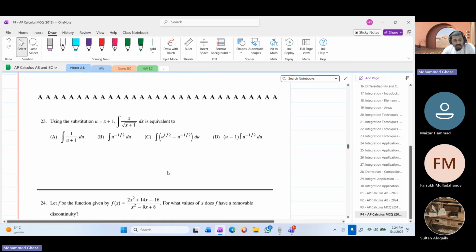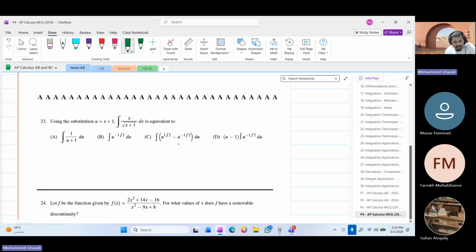Right, let's look at 23. Using the u substitution, u equals x plus 1, right? dx is equivalent to... now it's very important. Look at the options that they gave us. If u is equal to x plus 1, du is equal to dx. But wait, hold on. What is x? That's u minus 1. Be careful what you are doing. So differentiate: du is equal to dx.